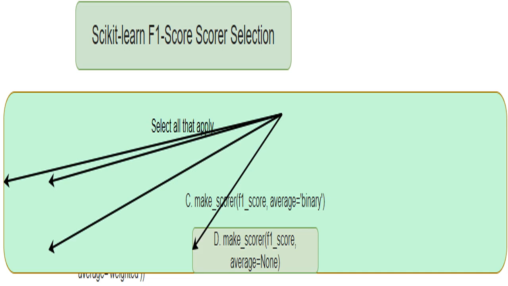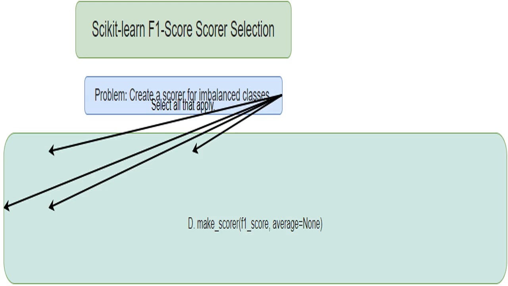Option C uses binary average, which is only appropriate for binary classification, two classes, not for datasets with multiple classes and varying sizes. It won't handle imbalanced multi-class data. This will return a separate F1 score for each class without weighting. I don't want that. I need a single score summarizing the model's performance across all classes, and this one isn't giving me a weighted average. That makes this the least suitable option.